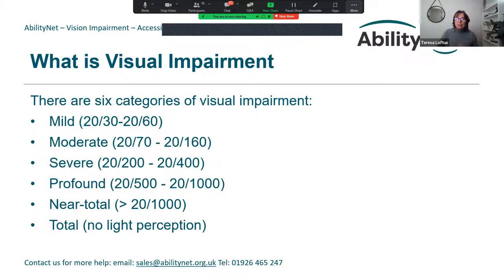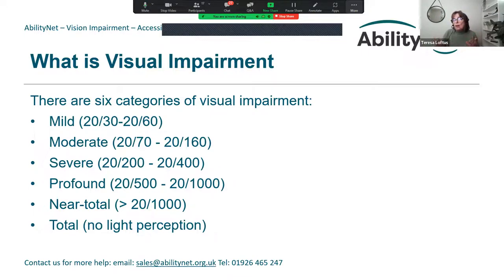So what is a visual impairment? There are 6 categories, and these are related to the Snellen visual acuity system. They are mild, moderate, severe, profound, near total and total. And if you're provided with these details, then you can begin to build an idea of the barriers that could exist. So what do those numbers mean that we can see here?